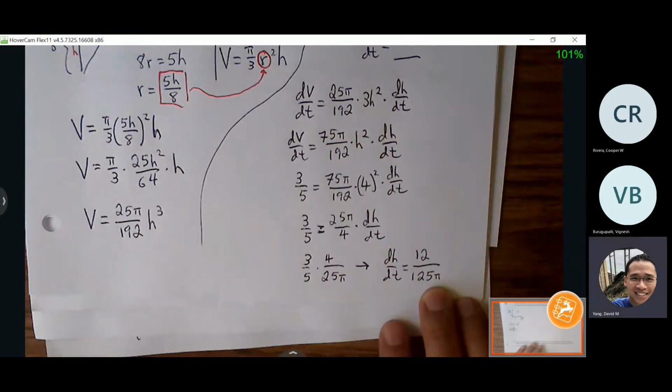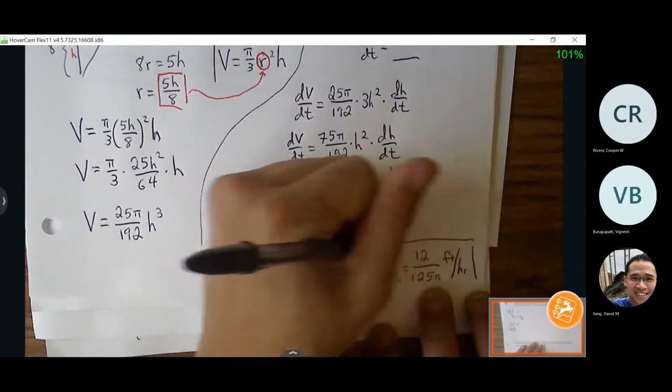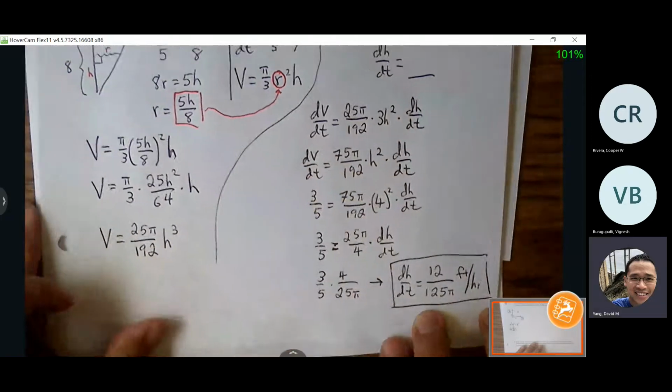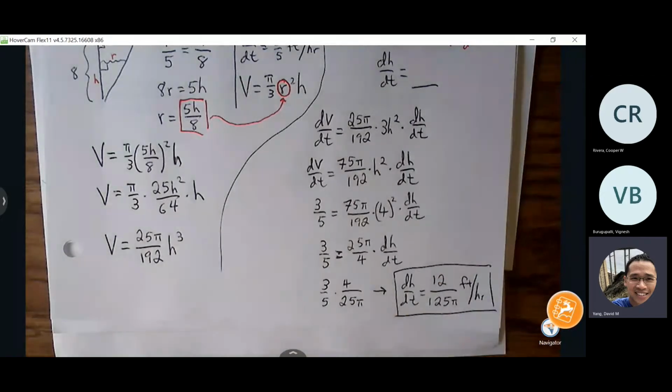What's our unit of measure? 8 per hour. Okay, it's a lot of steps, but hopefully with the fact that we've been doing this ever since the second day of related rates, you're getting more comfortable and you're able to see where all the pieces go.